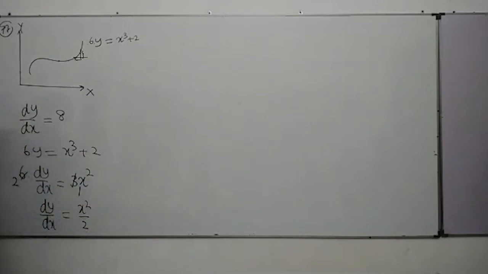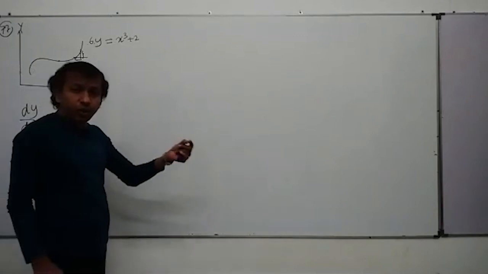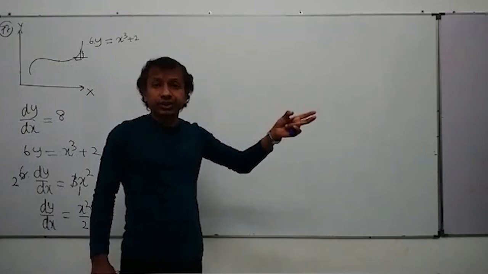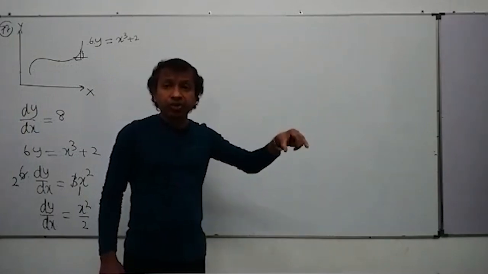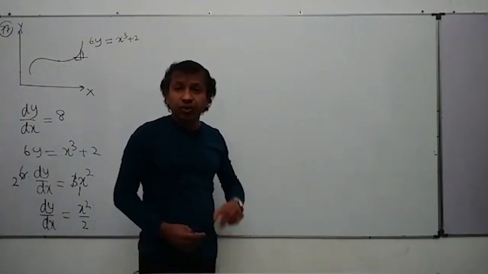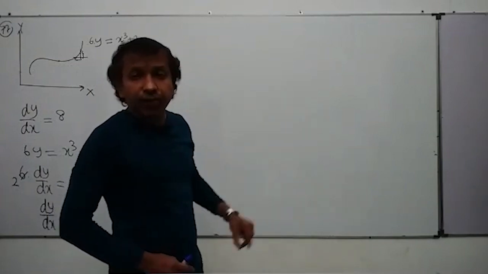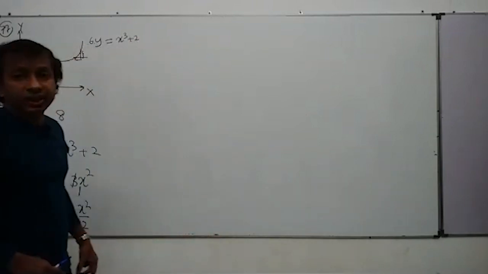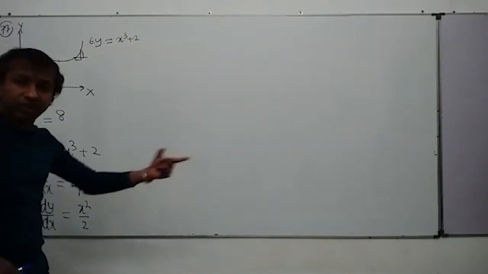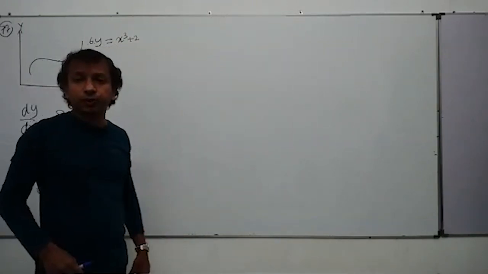You can see the variation of the gradient is a function of x. That means, when the x coordinate of the point changes, accordingly the gradient changes. The rate of change of y with respect to x changes. It is not a constant. We can see constant gradient only for a straight line. For the rest of the graphs, the gradient changes as x changes, in other words, as the point changes.